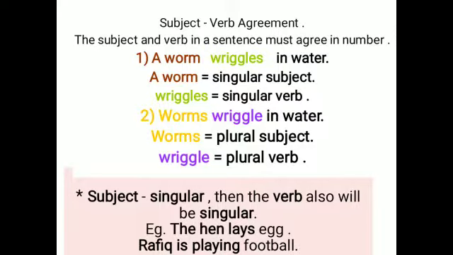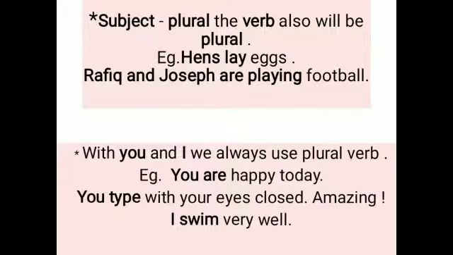Now in the same way, for plural, if the subject in the sentence is plural, then the verb also should be plural. Now the same example is given as for singular. But here the principles are different. Hens lay eggs. So here so many hens are there and they lay eggs.